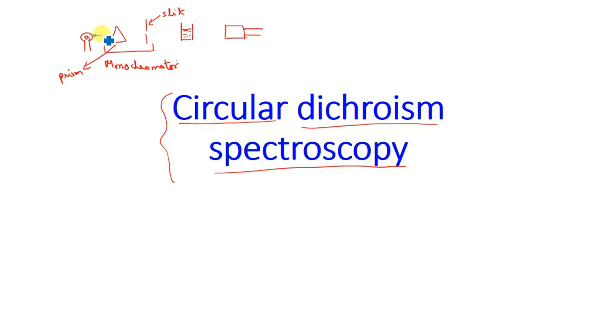Okay, so light comes from here, then over here there is a breakdown of the light. Only light of specific wavelength comes out of the slit, it passes through the sample, and then it reaches the detector. Okay, so this was one of the arrangements of absorption spectrometry. There was another way of doing this absorption spectroscopy.